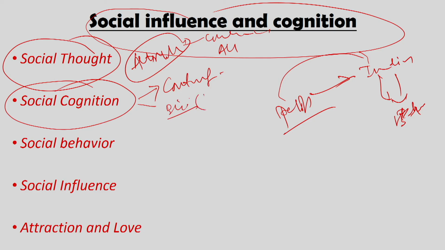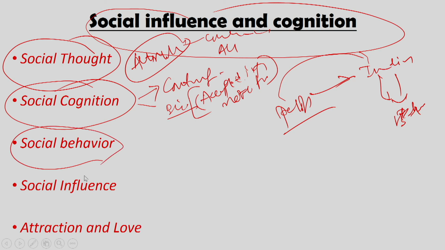For example, accepting, in terms of others, accepting or finding information which matches people's personality, and that way this kind of bias can result from social cognition. We looked at the idea of social behavior, of how we behave in certain situations.